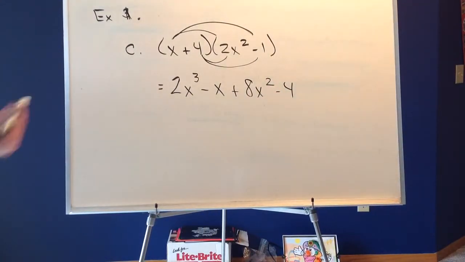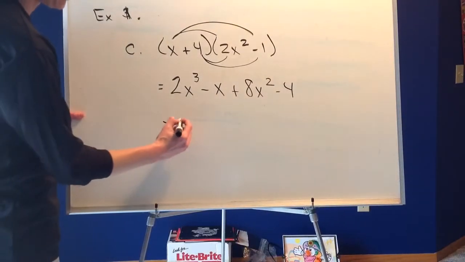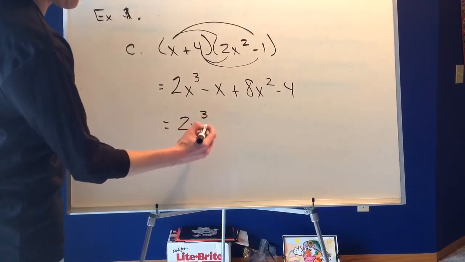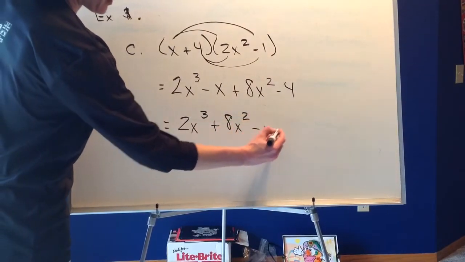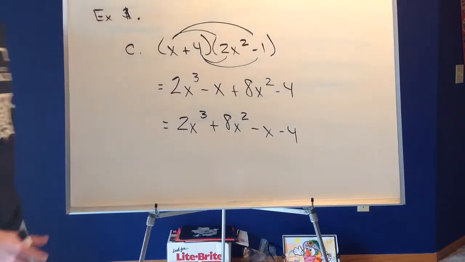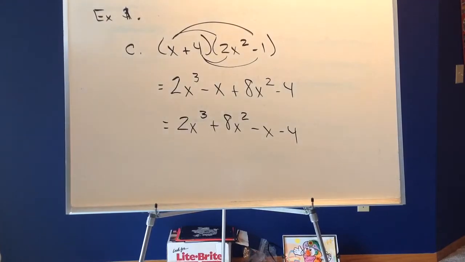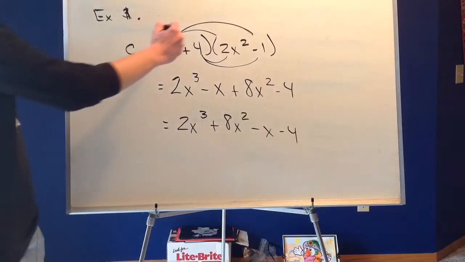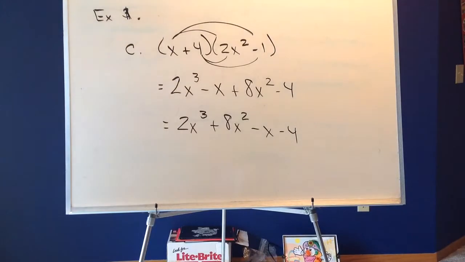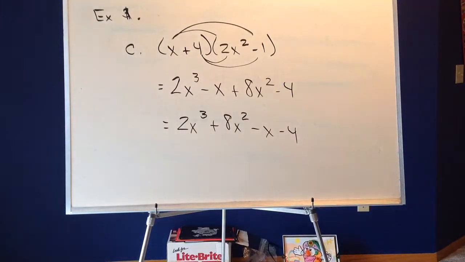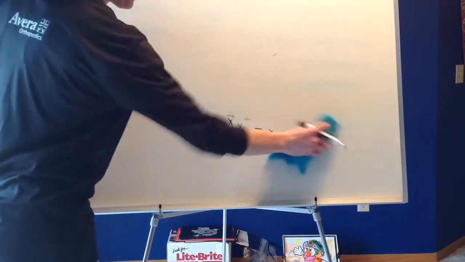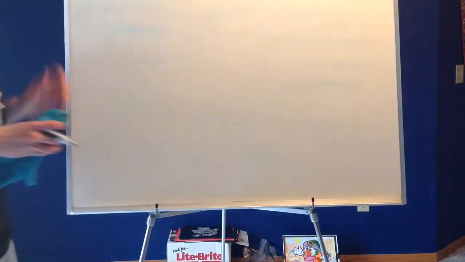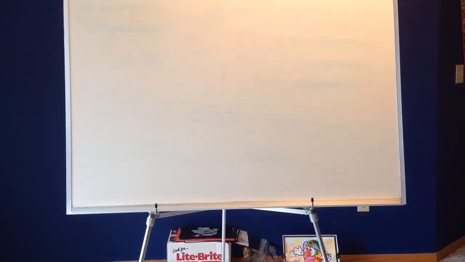Look for any like terms. We do not have any here, but we do have to make sure it's in standard form. So we want the 2x to the third first, then the 8x squared, then the x, and then the 4. Again, making sure we keep the correct signs with each of those. So that would be the distribute/FOIL method. Again, I'm not a big fan of FOIL. I would prefer you call it the distributive method when we work with that one. But just in case you do see FOIL somewhere.